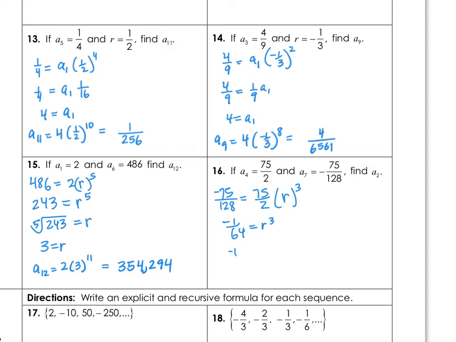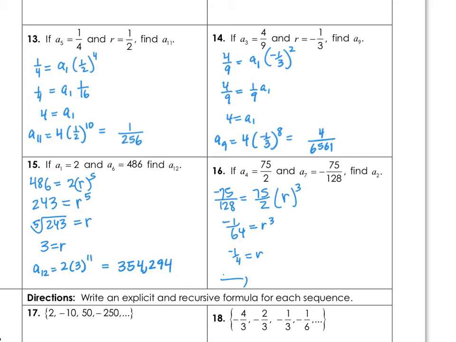Take the cube root of both sides, and you get negative 1/4 is r, which is great because we need that. So let's see. The fourth term. I can just go backwards, huh? If we're multiplying each time by negative 1/4, can I just divide by negative 4 and just go backwards? Would that be easier? Yeah, I'm going to do that. I think that might be the easiest method.